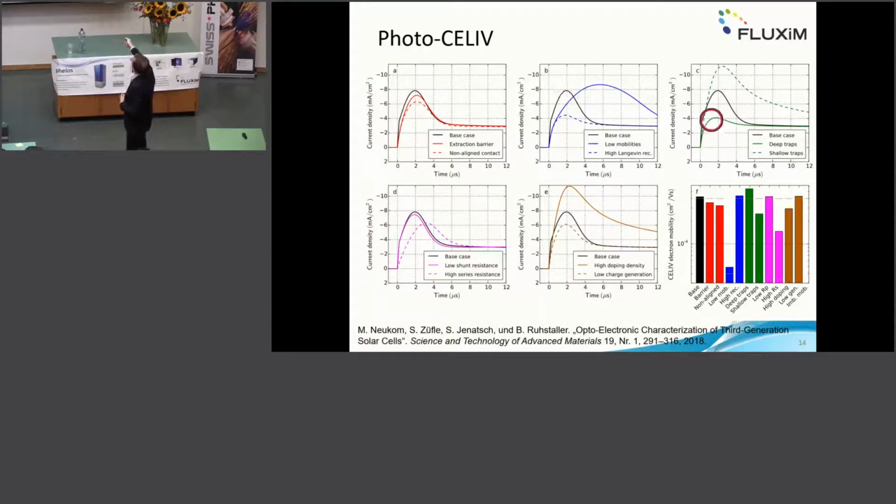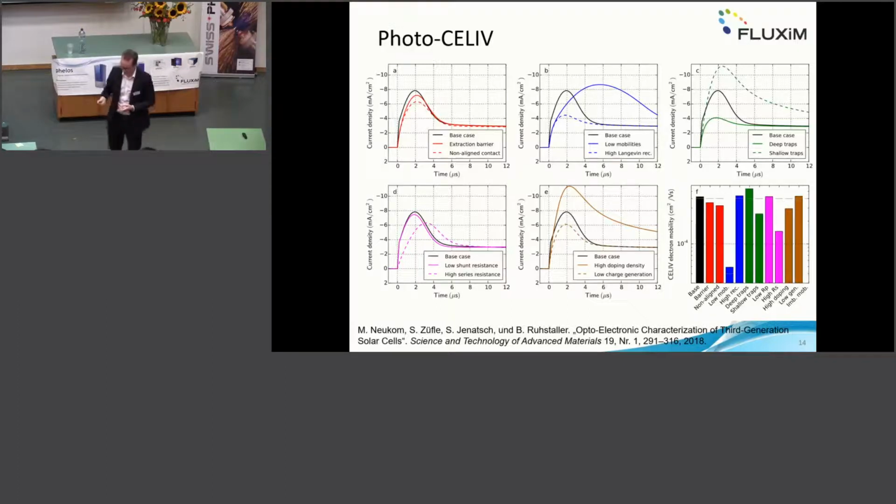What we also see is that the case with deep traps has a much slower overshoot, and a lower overshoot. We can understand this as with the deep traps, the charges can efficiently recombine, and therefore they cannot be extracted. In the case with the shallow traps, the opposite is the case. The traps kind of protect the charge carriers from recombining. That means once we extract, we have more charge that we can extract.